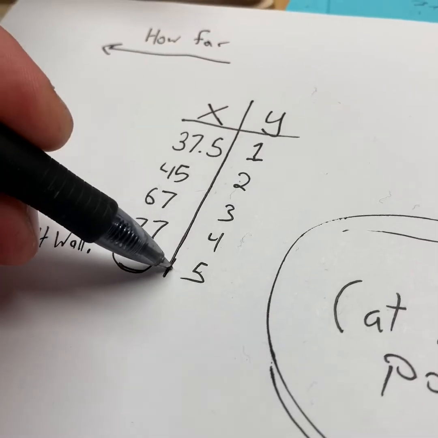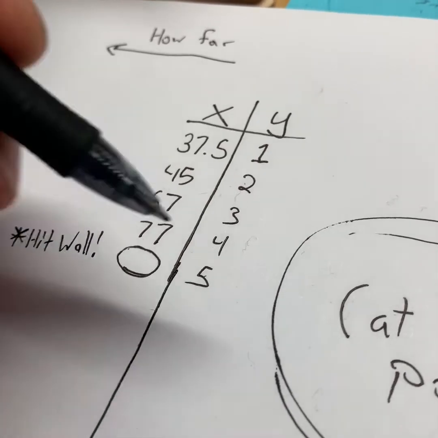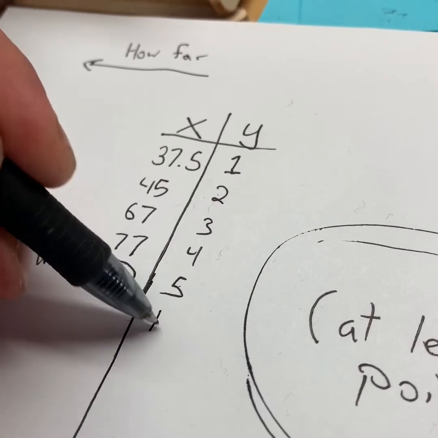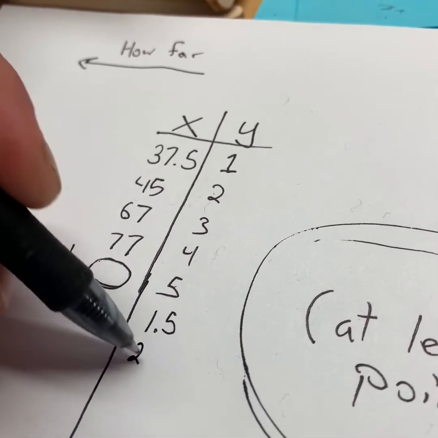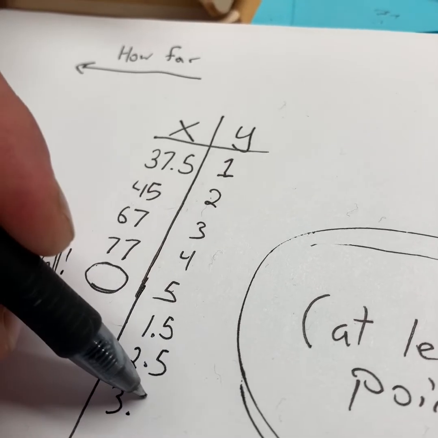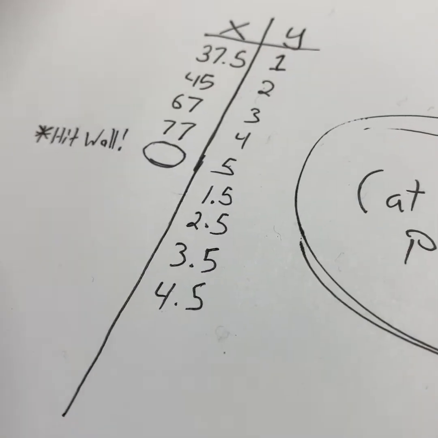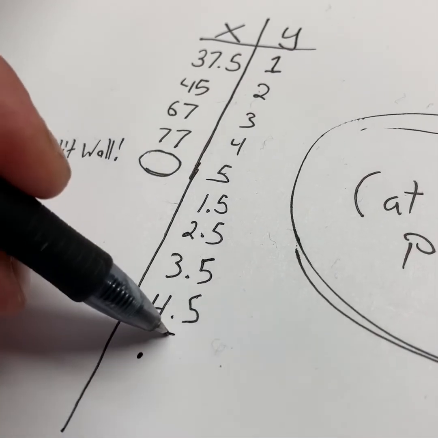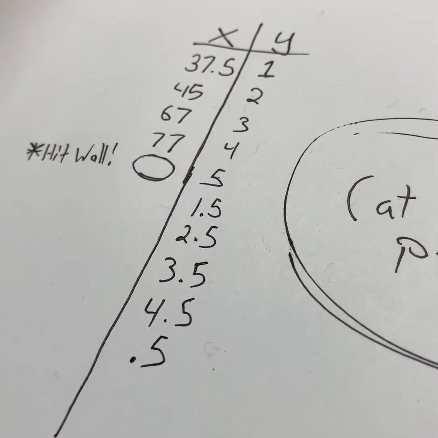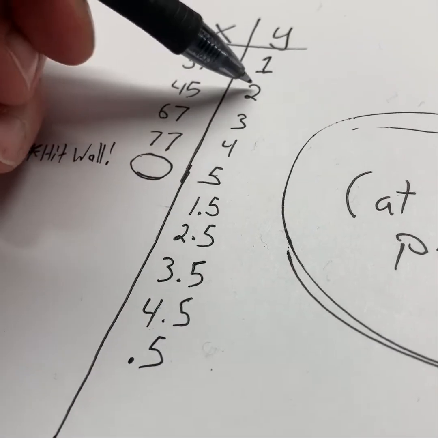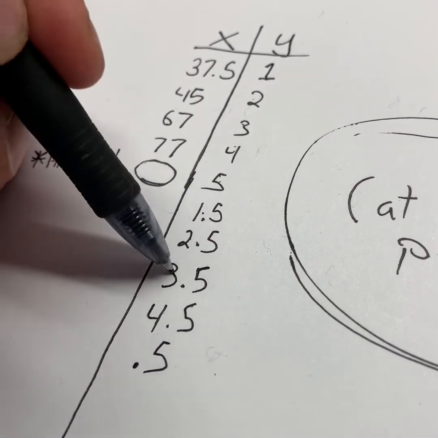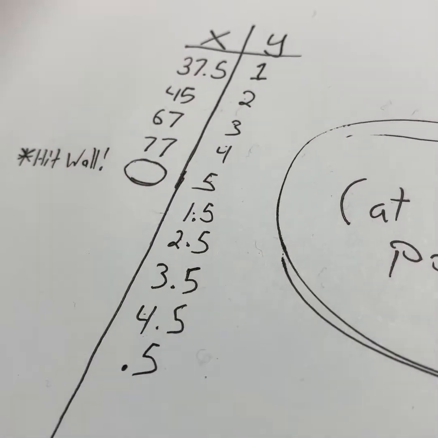So now I need to make my t-chart bigger because I'm going to run this for 1.5, 2.5, 3.5, 4.5. I forgot one. I should run it for 0.5, half of an inch. And now I'm at 1, 2, 3, 4, 5, 6, 7, 8, 9, 10 data points.